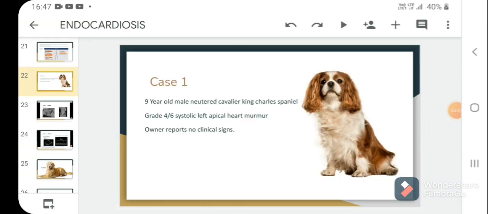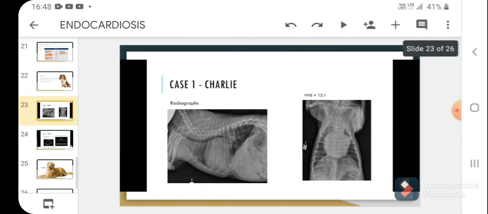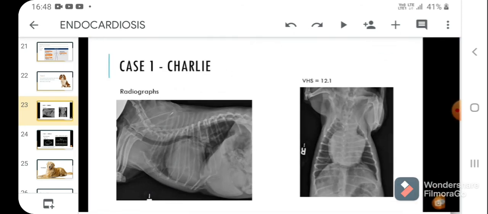Okay, now let's have a look at this case. This is a 9-year-old male neutered Cavalier King Charles Spaniel. It came for normal vaccination in the clinic, but it was diagnosed with a grade 4 to 6 systolic left apical heart murmur, and on the report no other clinical sign. Then radiography was done, and as you can clearly see here, in the radiograph its heart is very much enlarged. So along with this breed predilection, it is suspected that it must have endocardiosis.